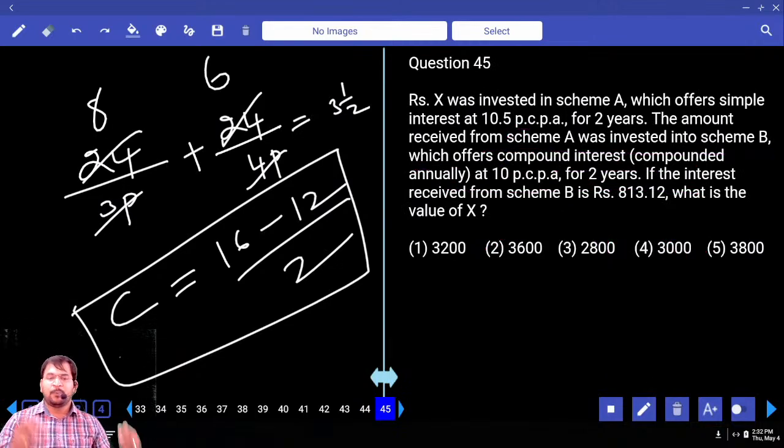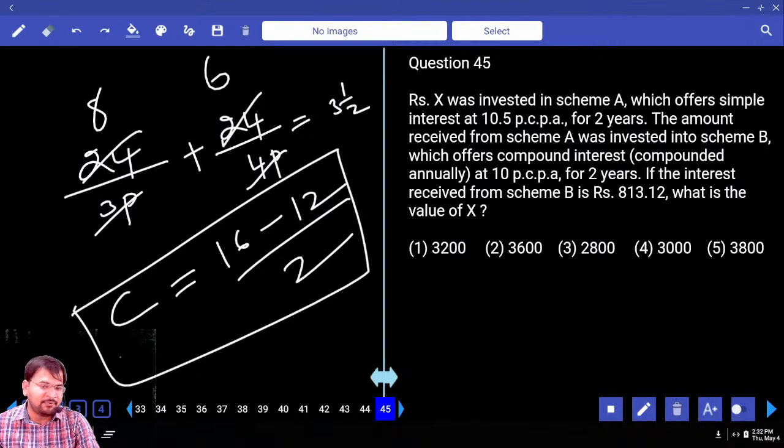See here. Rupees X was invested in scheme A, which offers simple interest 10.5% per annum for 2 years. The amount received from scheme A was invested in scheme B, which offers compound interest 10% per annum for 2 years. If the interest received from scheme B is how much?